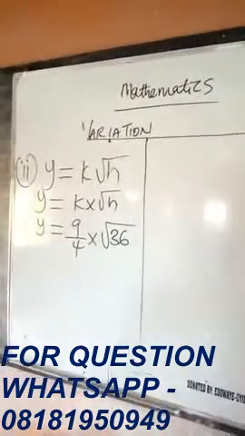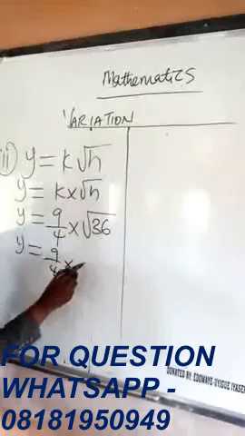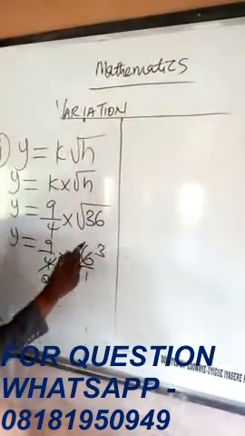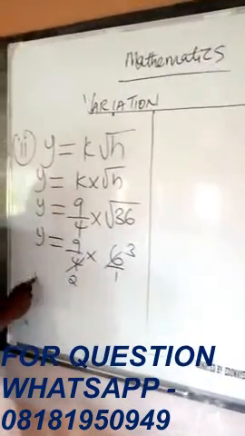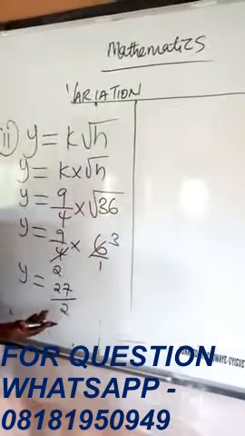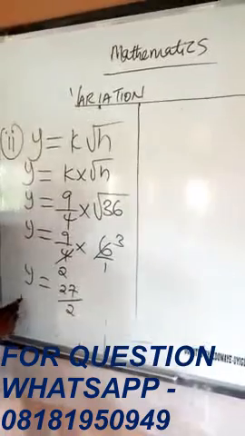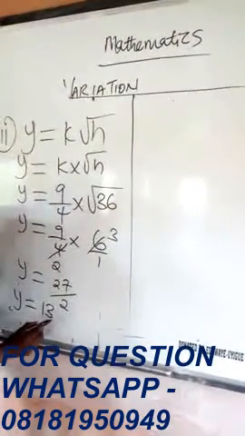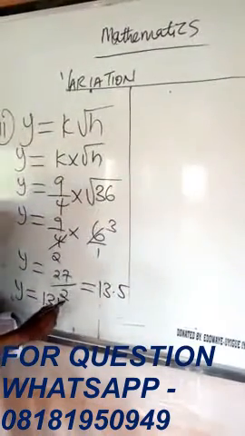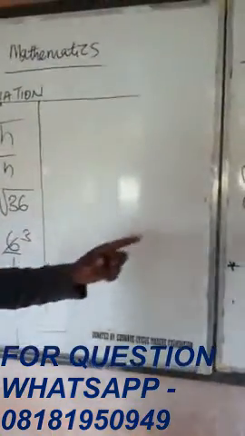So what we do here is y equals 9 over 4 times square root of 36, which is 6. This is the same thing as 6 over 1. 2 here, 2 here 3. Are you there? So we say y equals 9 times 3, which is 27 over 2. You can leave it like this as an improper fraction, or you can say y equals 13.5 in decimal, or you can say 13 and a half. This is the value of y when h was 36.